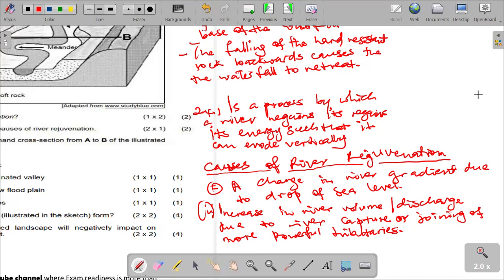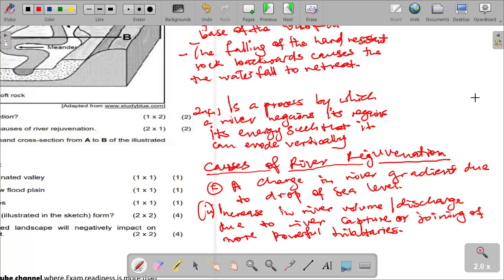An increase in river discharge or volume can also cause a river to rejuvenate. It is also true that rivers can rejuvenate as a result of a change in climate, as when a river has been in a basin which has been experiencing prolonged droughts.